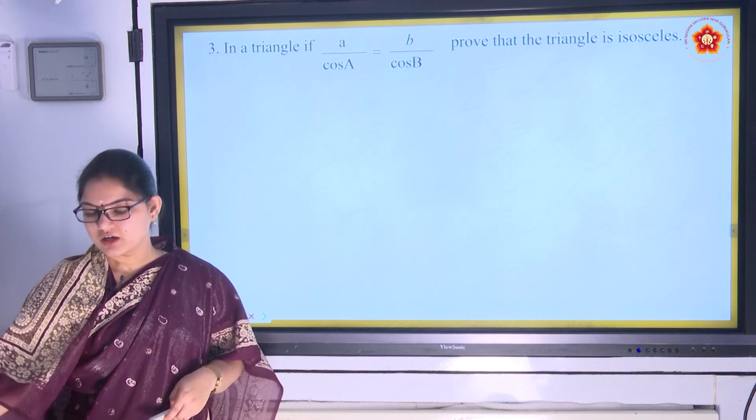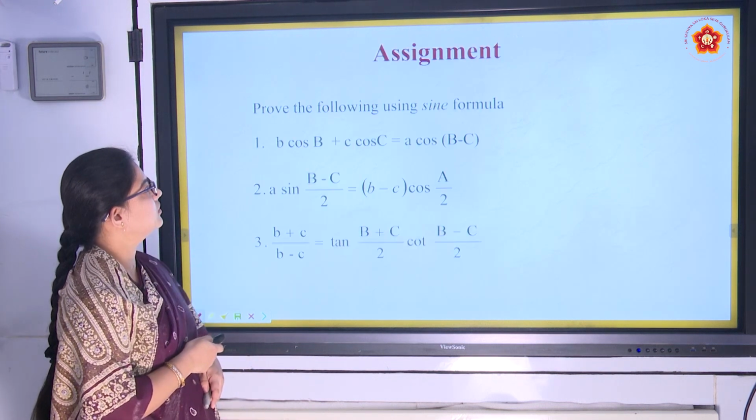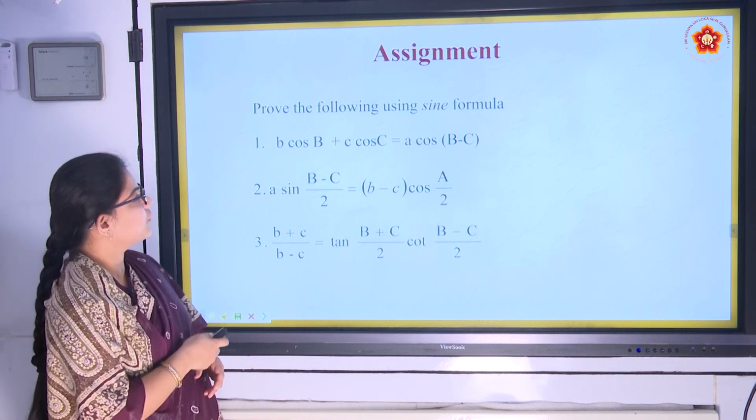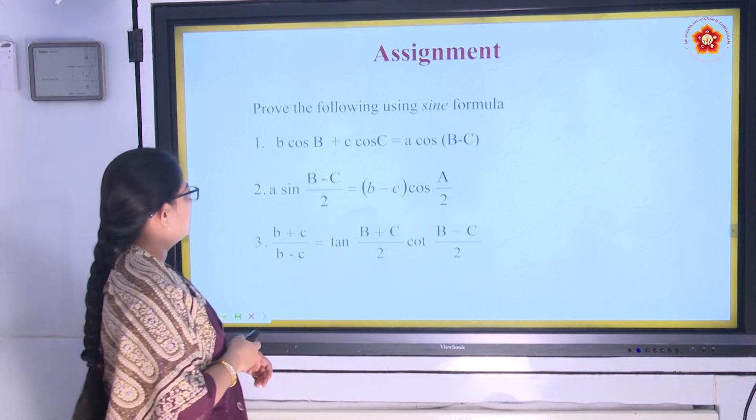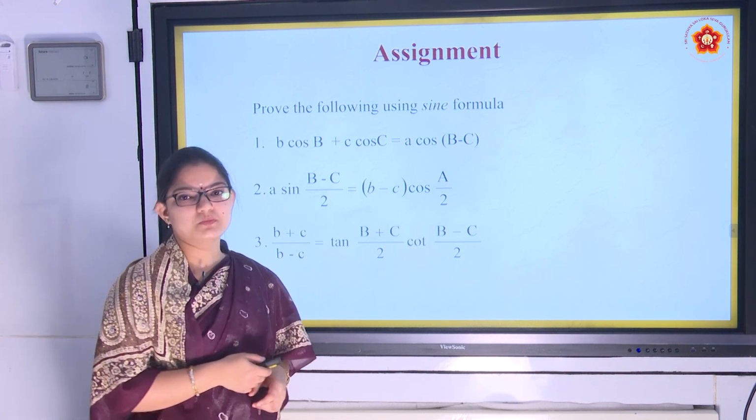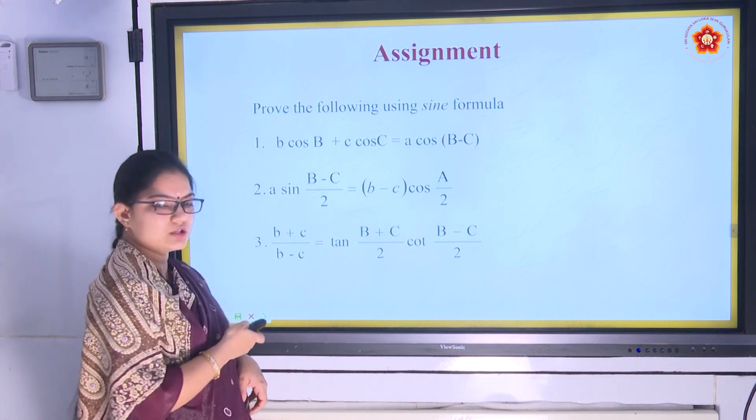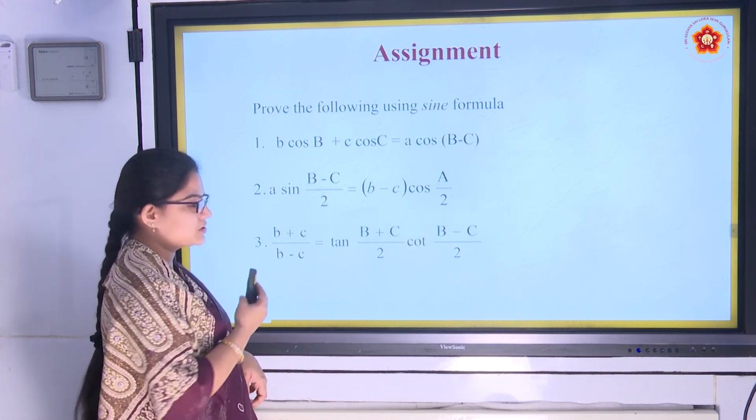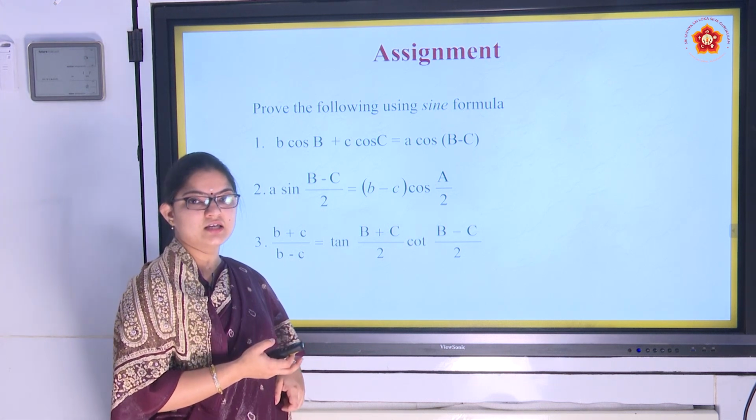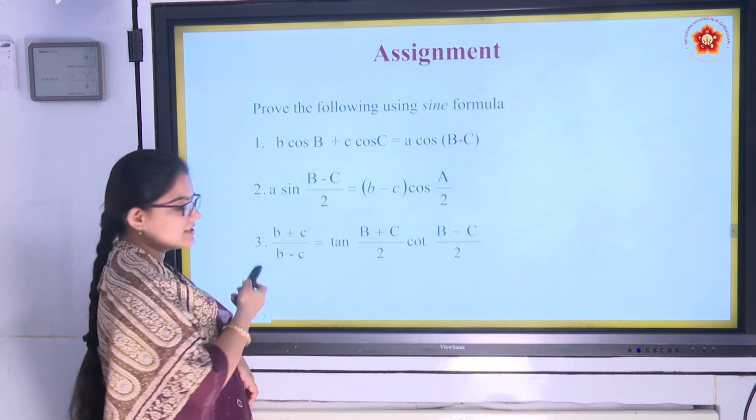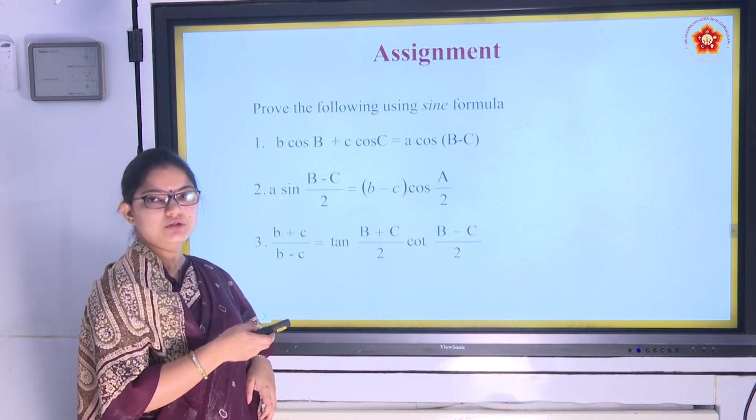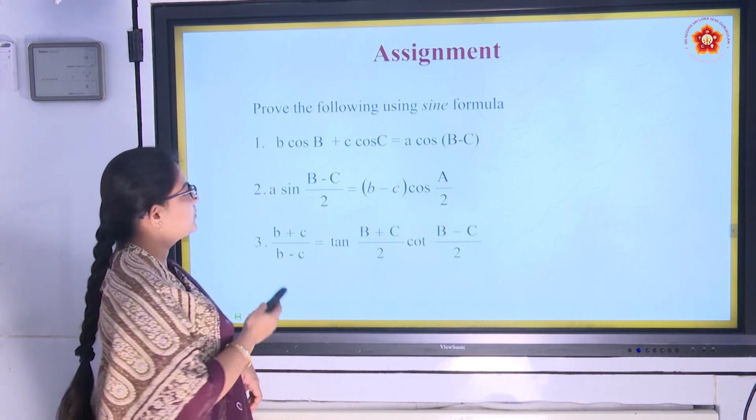Now we have come to the end of this session where we have assignment questions. The first question: prove the following using sine formula. Where the first question is b cos B plus c cos C is equal to a cos (B minus C). So either you can take the left hand side and substitute a as k sin A, b as k sin B, c as k sin C, substitute and simplify and you can prove, or else you can take the right hand side and substitute and then simplify and get the proof.